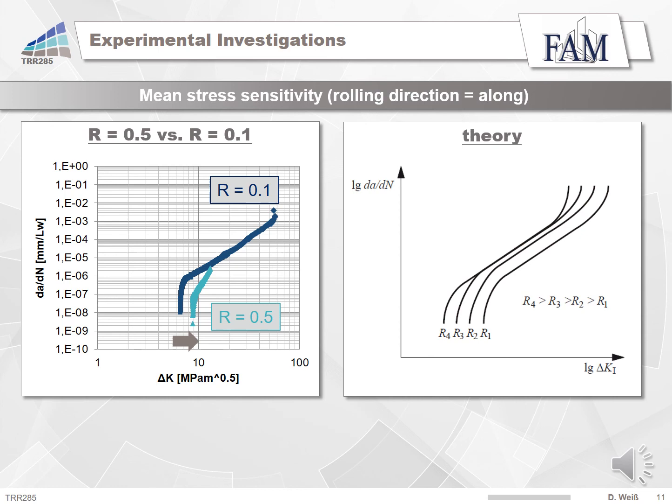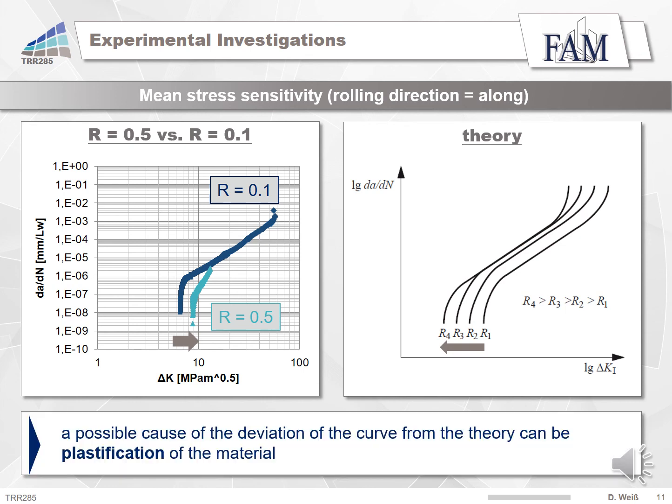In general, the crack velocity increases with increase in R ratio. However, the influence is more pronounced in the low and high crack velocity range. Normally, the threshold value should be smaller with larger R ratio. However, in my investigation, that is not the case. A possible cause of the deviation of the examined curve from the theory can be plastification of the material, which might slow down the crack growth, especially in the threshold region.